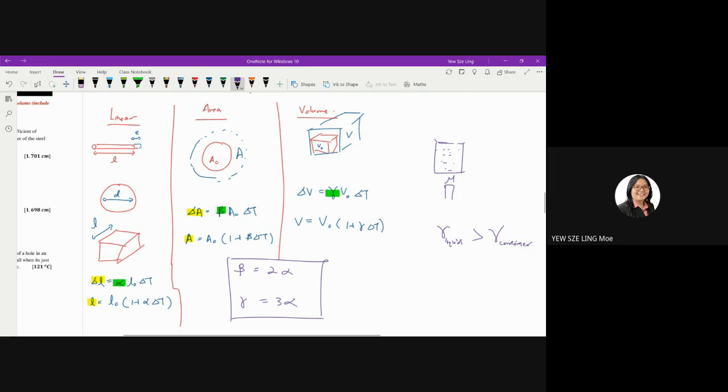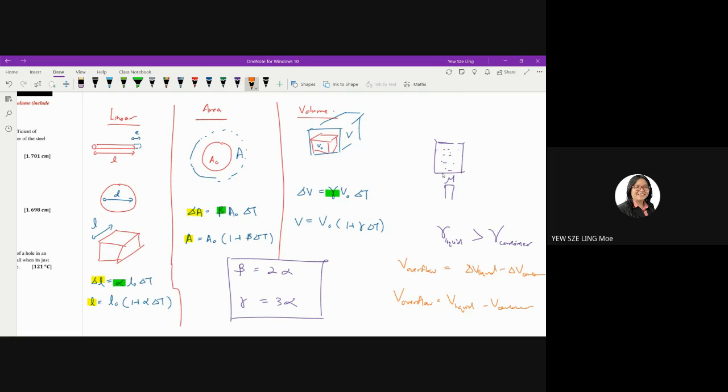Okay, so in that case, you can calculate overflow by using two different methods. So V overflow can be calculated by using the change in the liquid minus the change in the volume of the container, or you can calculate it by using the final volume also. Alright, see which one is easier for you to use. Okay, so kamu boleh guna V final liquid tolak V final container, atau kamu guna the change in liquid tolak the change in container.